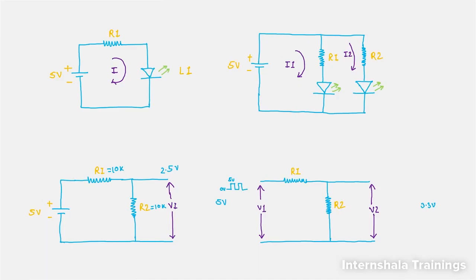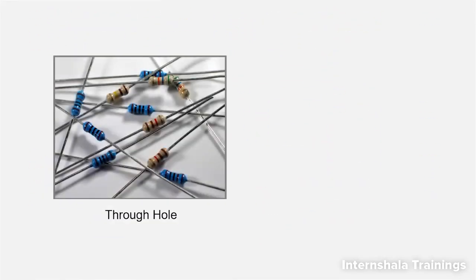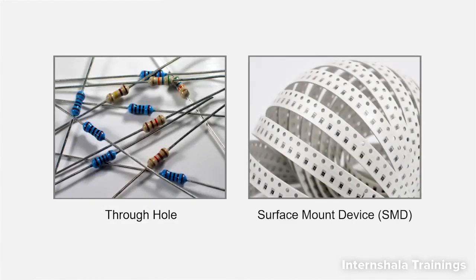Now let me show you the different types of resistor. Resistors are mainly classified into two types. The first one is the through-hole resistor and the second one is the SMD resistor, which stands for surface mount device. Depending on your application requirement, you can select one of the types. For example, if you have a size constraint and want to make your device compact, then you should go for the SMD resistor. Otherwise, you can go with the through-hole resistor.